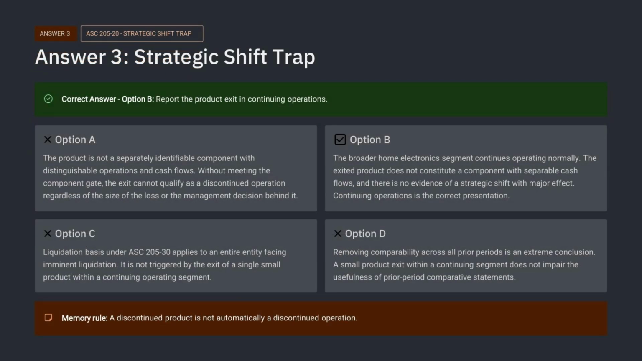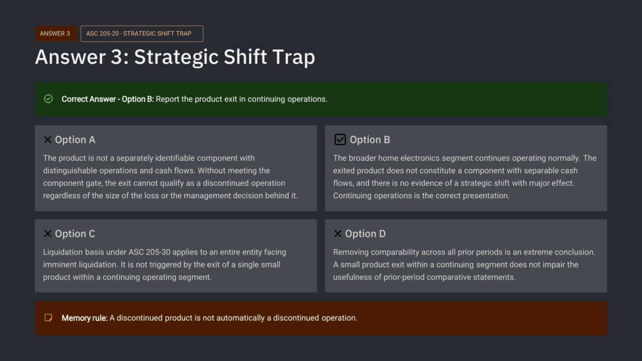The correct answer is option B, report the product exit in continuing operations. Option A is wrong because the product is not a separately identifiable component with distinguishable operations and cash flows. Option C is wrong because liquidation basis applies to an entity facing imminent liquidation, not a small product exit. Option D is wrong because a small product exit does not make all prior periods non-comparable.